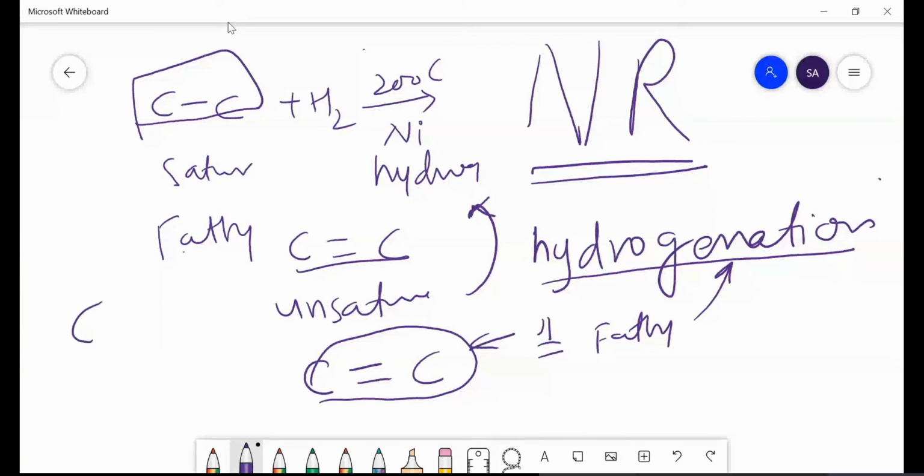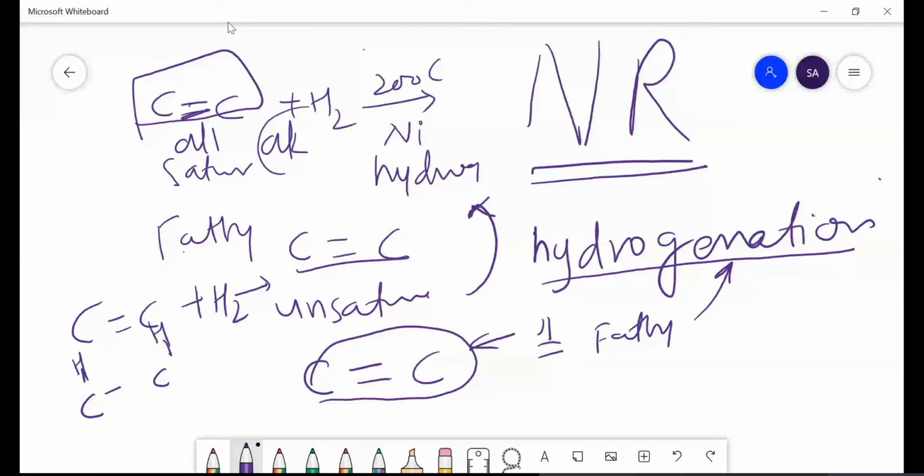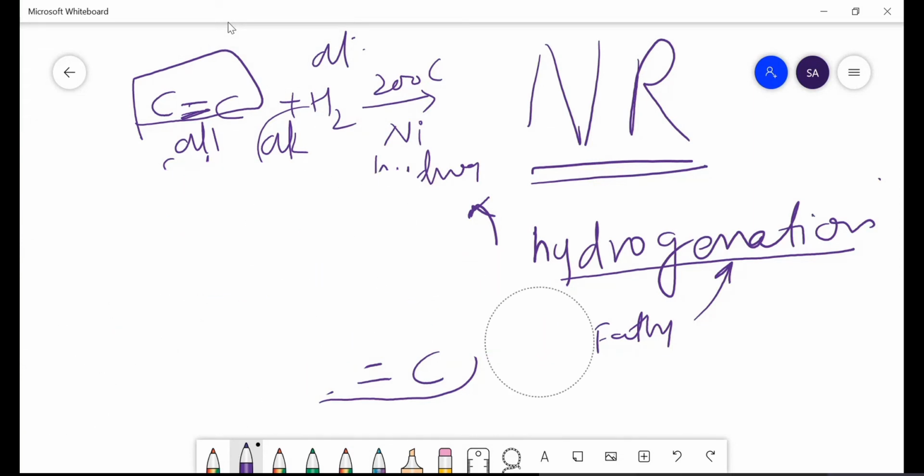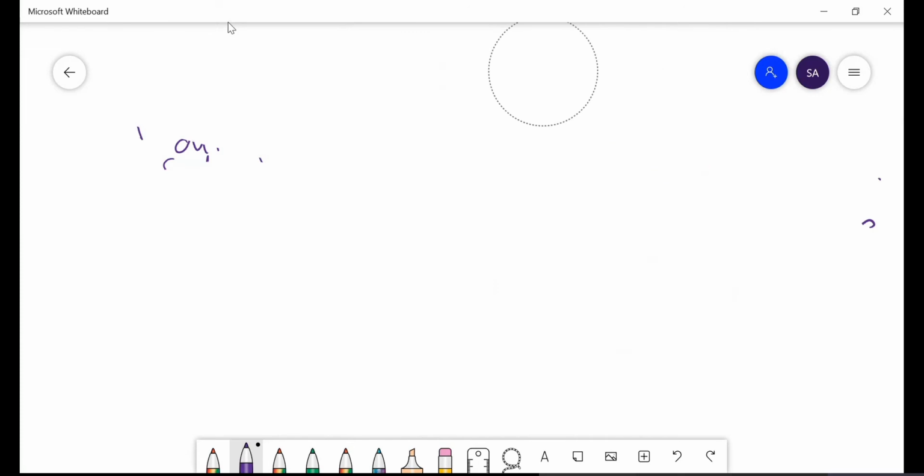So in hydrogenation, we understood that a carbon-carbon double bond, when added with hydrogen, gets converted into a single bond. An alkene is converted into an alkane. But in the case of fatty acids, we don't use the terminology alkene or alkane. We say an unsaturated fatty acid is converted into a saturated fatty acid. So let us see an example.